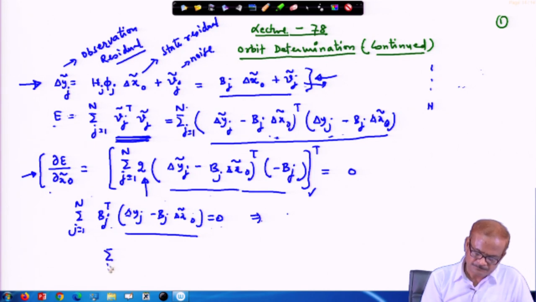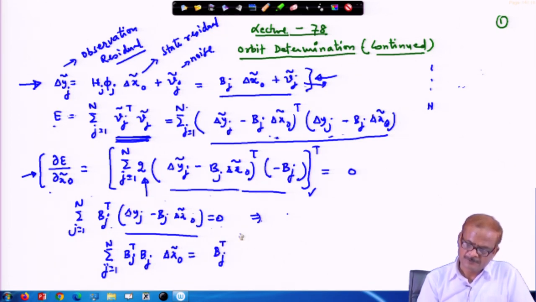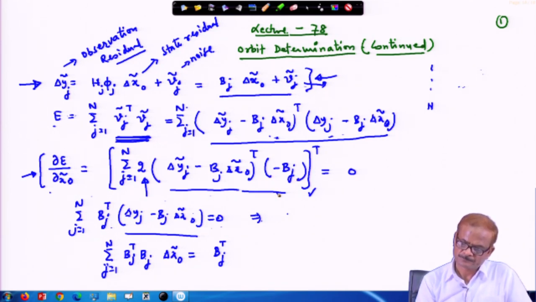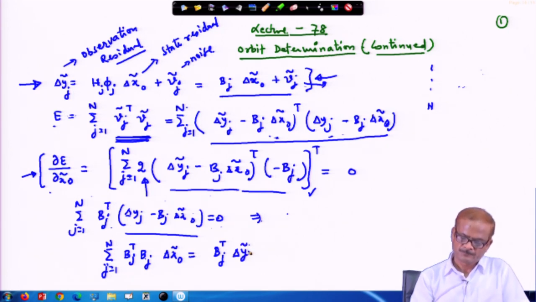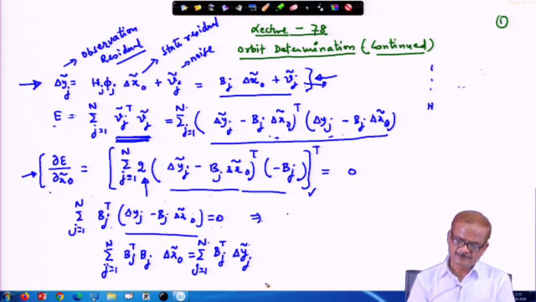Now, the summation over j equal to 1 to n of B j transpose B j times delta x tilde 0 will be equal to the summation of B j transpose times delta y tilde j, with j equal to 1 to capital N, where the subscript j is present in delta y j.